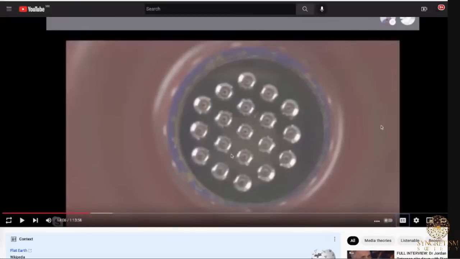That's it. Okay, there it is. So you see 1 in the center, surrounded by 6, surrounded by 12. That makes 19. 9 and 1 make 10, and 10 reduces down to 1. This is the one form. This is how the earth was formed.